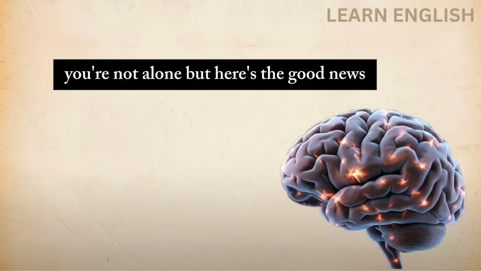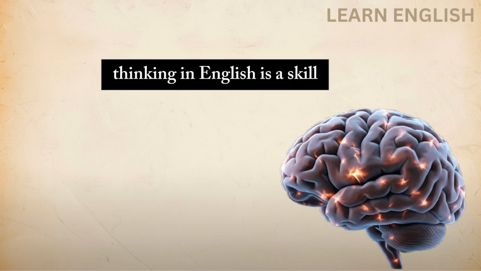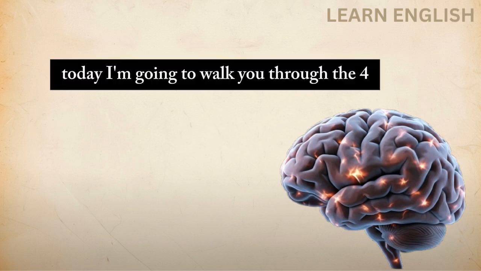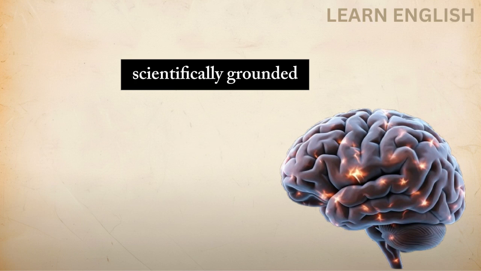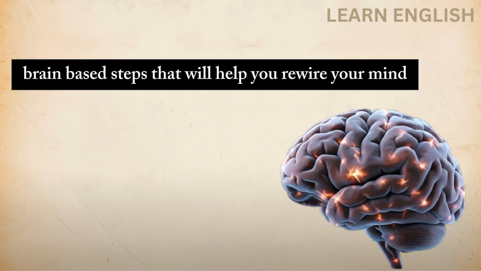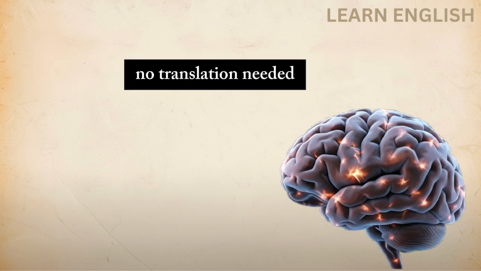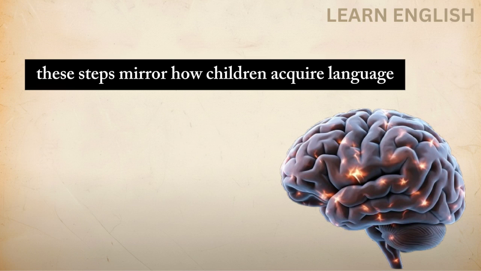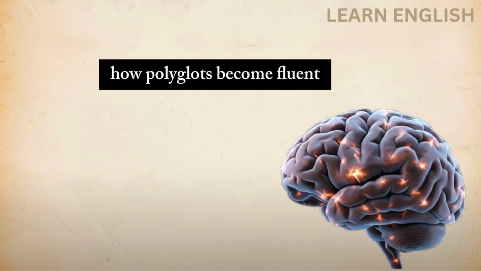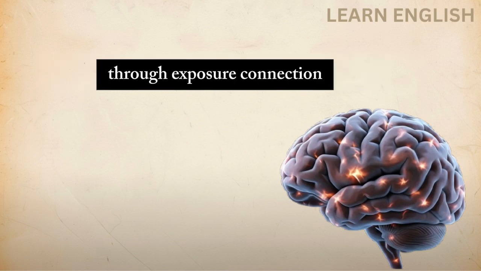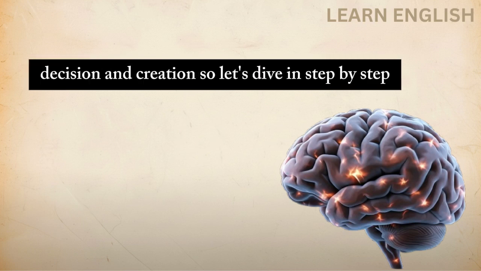But here's the good news. Thinking in English is a skill, and like any skill, it can be trained. Today, I'm going to walk you through the 4 scientifically grounded, brain-based steps that will help you rewire your mind to process, understand, and express yourself directly in English. No translation needed. These steps mirror how children acquire language, how polyglots become fluent, and how your own brain learns anything new through exposure, connection, decision, and creation. So let's dive in, step by step.